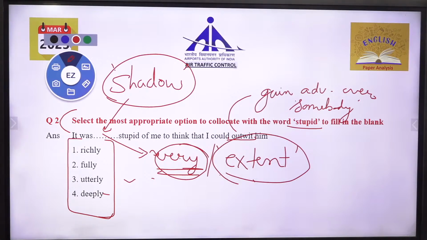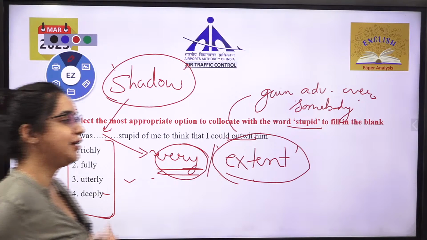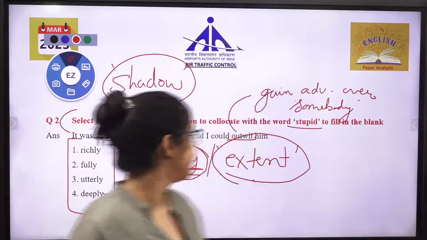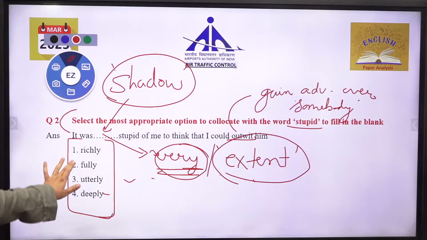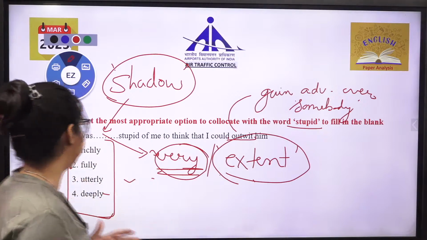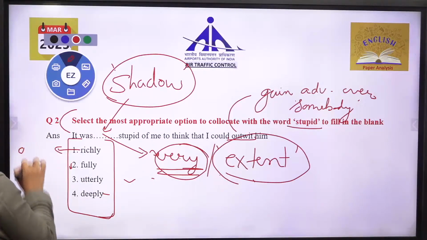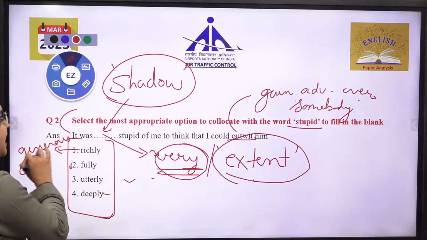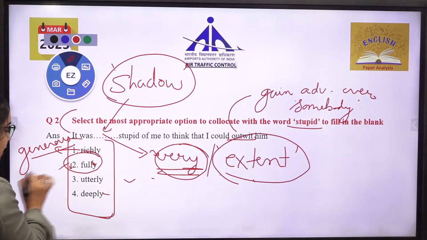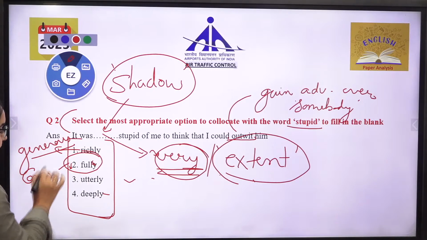Okay, Rajnikant answered too. Rahul also answered. It is fully. Okay. Others? Pop in your answers. Try to comment it out. What can be the answers? And then I can give you the valid one. Fully means completely stupid. Understand these words. Richly is when you are very generous, when you are very nice to something. Fully means complete.